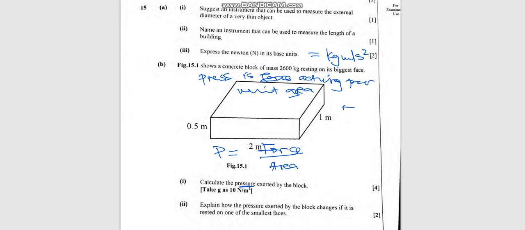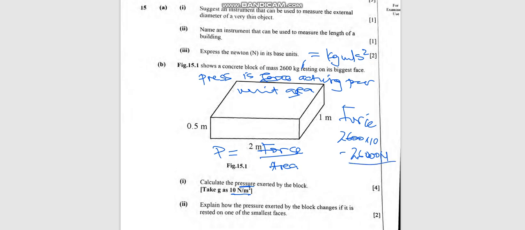So how are you going to get force now? Force, which can be force or weight, is equal to mass times g. You're going to get 2600 times 10, which is 26,000 Newton. This is first.